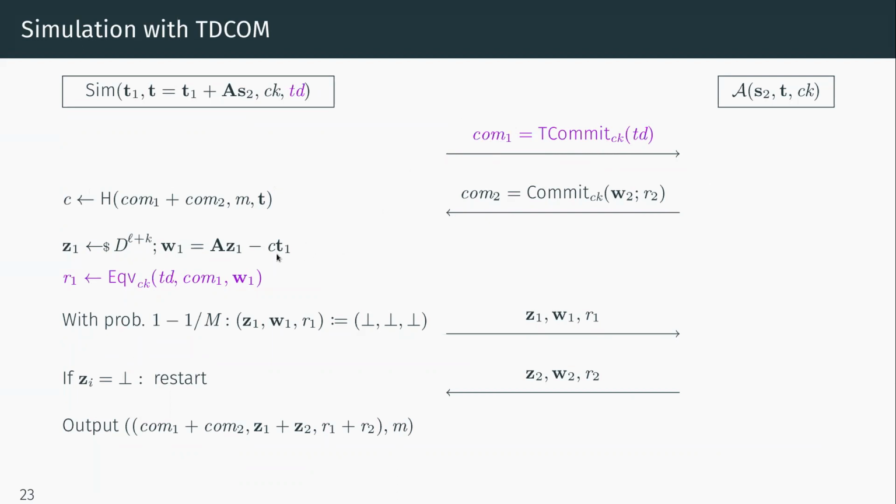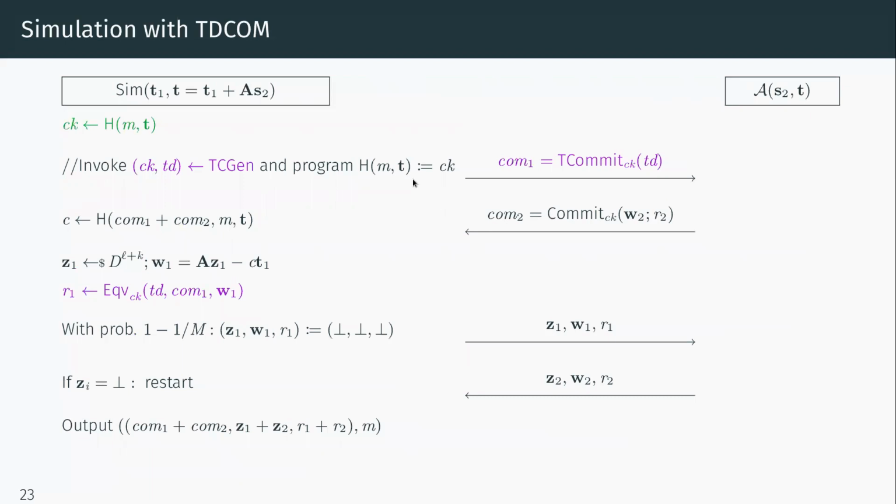After this, the simulator uses the honest-verifier zero-knowledge simulator, and then gets the W. Finally, using this trapdoor, the simulator can open this random COM1 to W1. And this randomness information for the commitment is again indistinguishable from the actual one. So this is how you can simulate the view of the adversary.